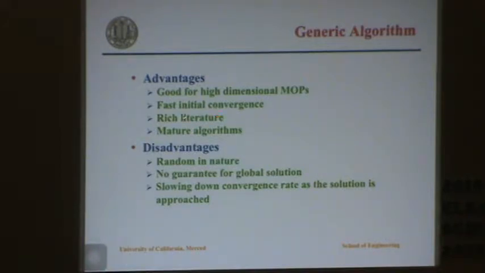So there are some very nice papers and books out there. And also there are many, many algorithms to implement different versions of the genetic algorithm, also known as evolutionary algorithm. There are many different variations. Now, the genetic algorithm essentially is a random search approach.